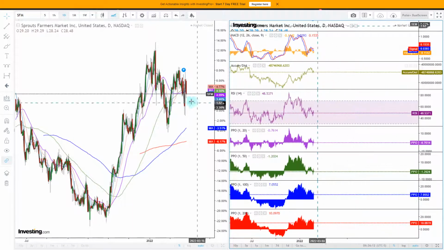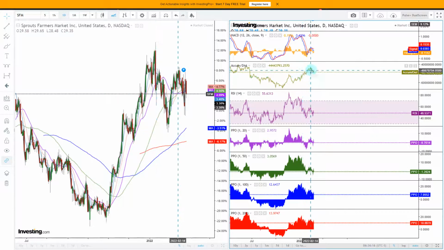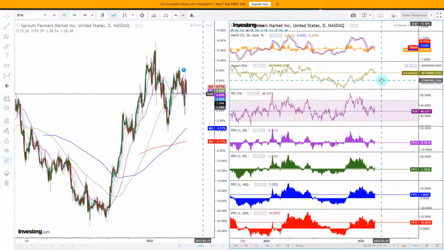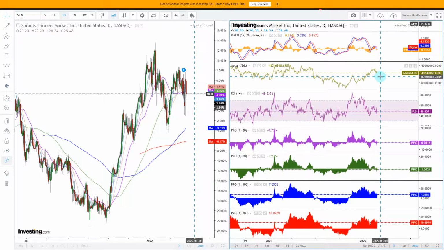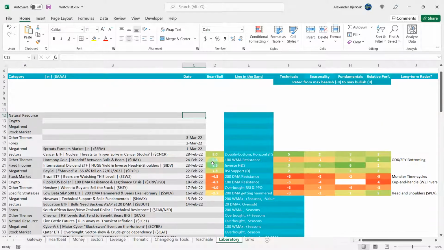Something that is, however, a bit bullish here is that accumulation distribution is strong. That is bullish. So if we go here to the laboratory, let me give this one a score. First off, what is the line in the sand?